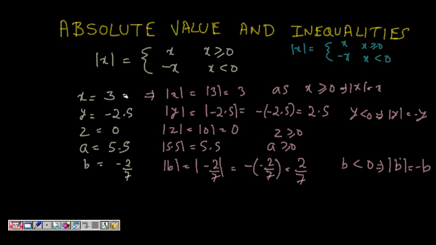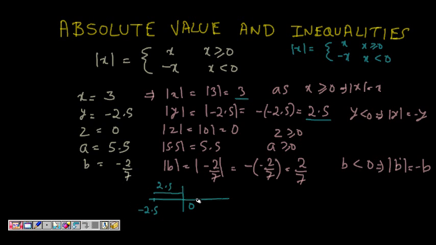the zero number. So let's say x is 3. Now 3 is greater than or equal to 0, so mod of x is mod of 3, which is equal to 3. Mod of minus 2.5 will be minus of minus 2.5, as minus 2.5 is less than 0. So mod of minus 2.5 is 2.5. It just tells what the distance of minus 2.5 from the origin is, and distance is always an absolute value. So it's 2.5.